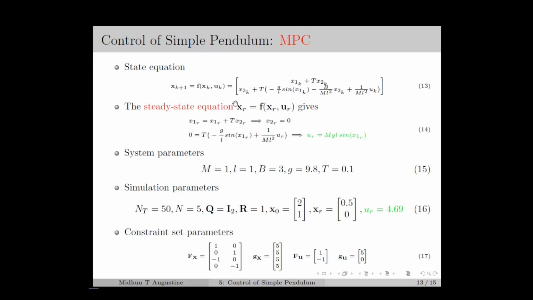And this gives the steady state equation XR equal to f of XR comma UR, where UR is the steady state control input. The system parameters are chosen as in equation number 15, and the simulation parameters are chosen as in equation number 16. And here by substituting the steady state condition, we get UR equal to 4.69. And the constraint set parameters are chosen as in equation number 17. Here, the control constraints should be chosen in such a way that this UR will satisfy the control constraints.